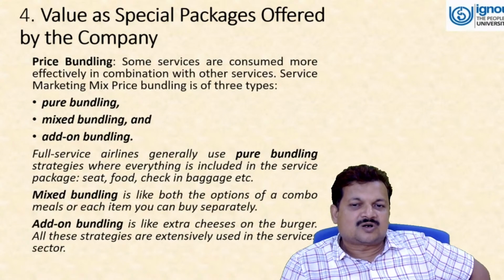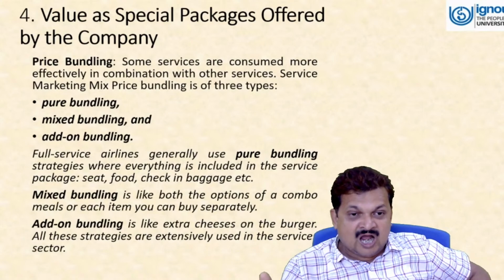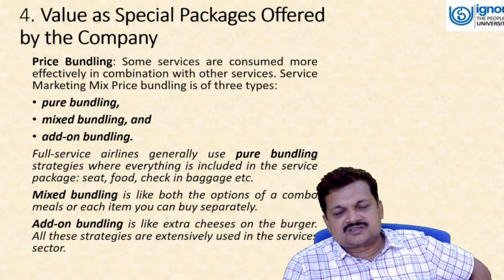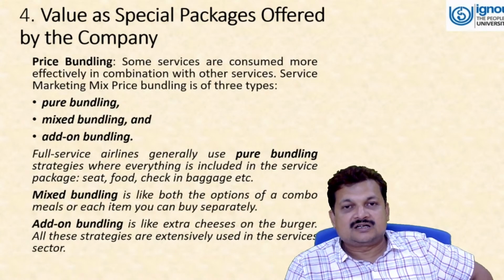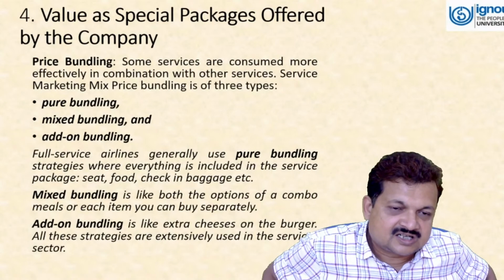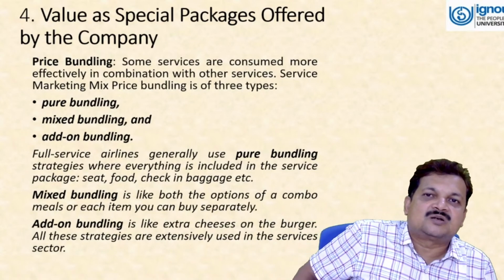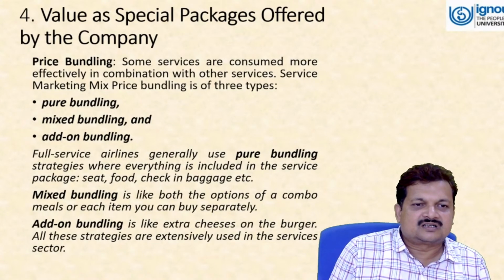Mixed bundling is the case of both options, a combo, and each item can also be bought separately. So in mixed bundling you are mixing both things, both are possible. Just like in the case of Tata Sky, there is an a la carte system and a combo system. In the combo system, like the sports combo and children's combo, they have made groups by taking certain channels together. But if you are not interested, then you can go for a la carte, select individual channels, and make your own bundle. So these are the different kinds of services: pure bundling, mixed bundling, and add-on bundling.